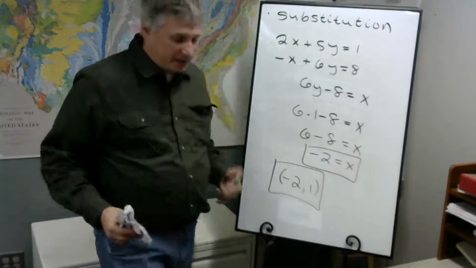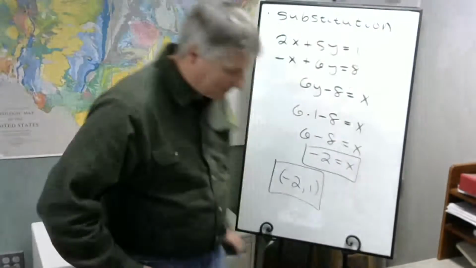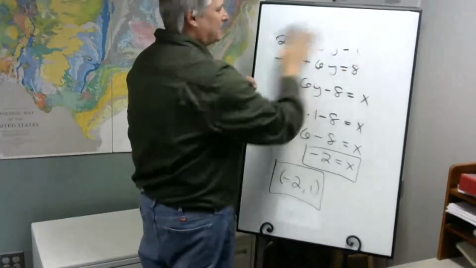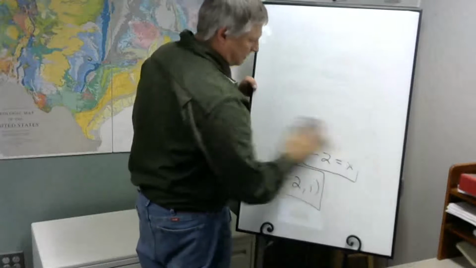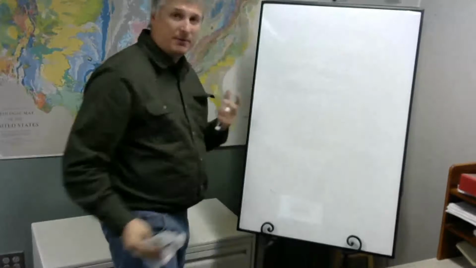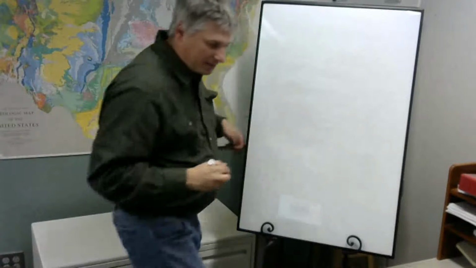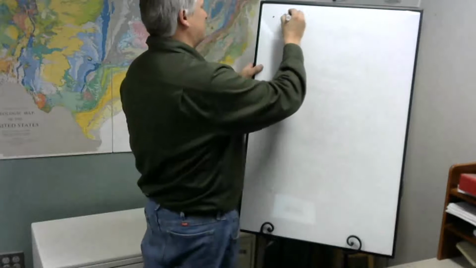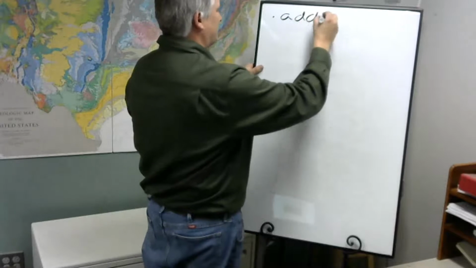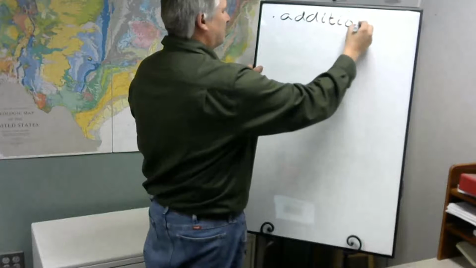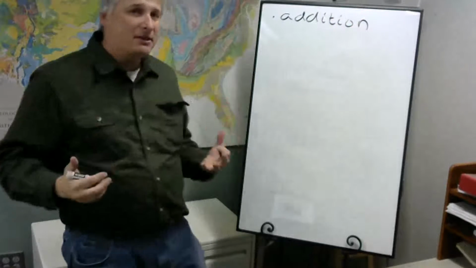The other method we're going to look at is addition. And again, it's the same idea. We want to try to take these two equations, each of them has two variables, and come up with an equation that has one variable. And this is a different way of going about it. What we're going to do is add the equations together to get a third equation. And when we add them, hopefully one of the variables cancels out.